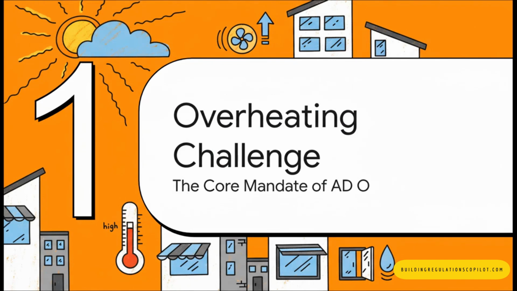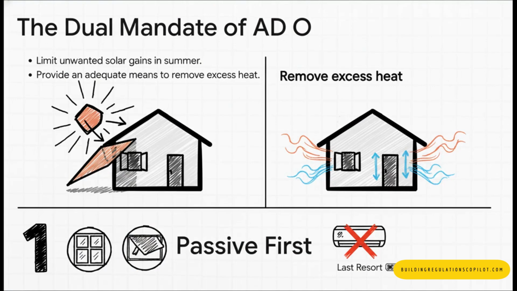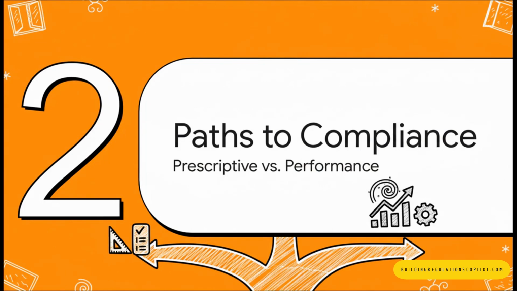Okay, first things first, let's really get to the heart of what Approved Document O, or ADO as we'll call it, is trying to do. What's its core mission? It really boils down to two fundamental principles. One, stop the sun from baking the building in the summer. Simple, right? And two, make sure you have a really good way to get rid of any heat that does build up. But here's the absolute kicker, the core philosophy. You must do this with passive solutions first. Think smart window design, shading, natural airflow. Air conditioning is the absolute last resort, something you can only turn to if you can prove that nothing else will do the job.